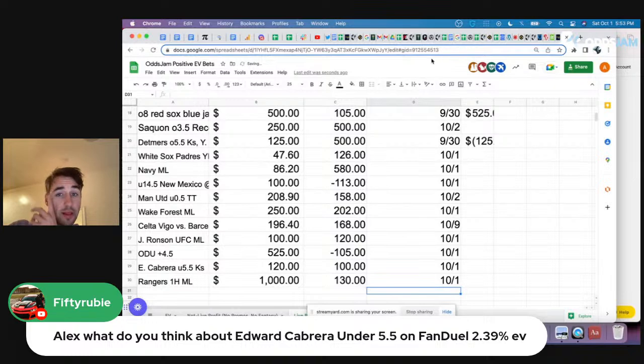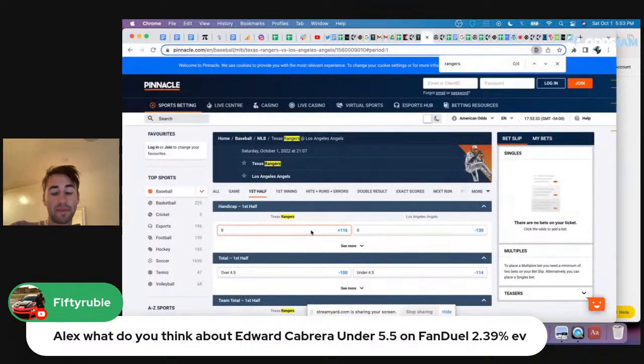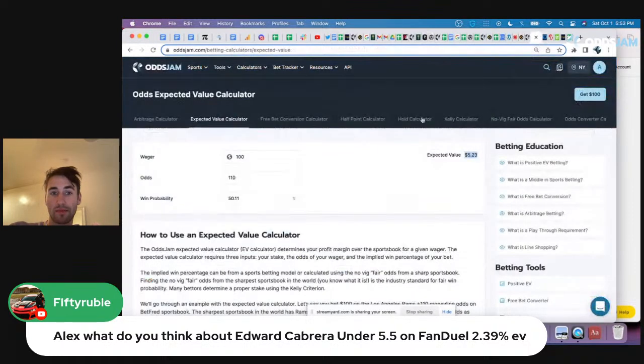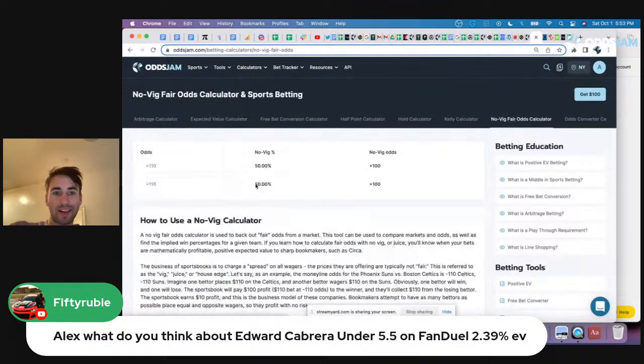Pinnacle has the first half handicap, which is essentially the first half money line, so it's just not merging into OddsJam. They're giving you the Rangers at plus 116, the Angels minus 130. If you go to a Novig odds calculator, 116 and minus 130, the true price is plus 122. We're getting plus 130.